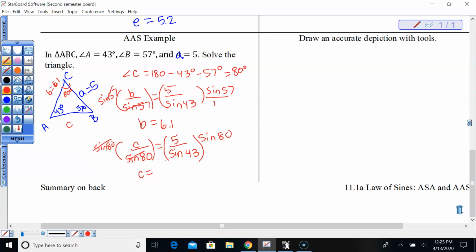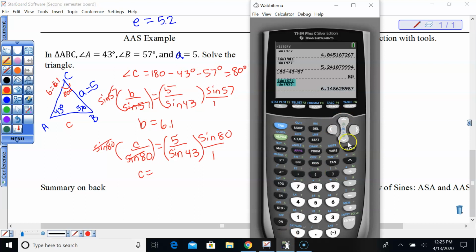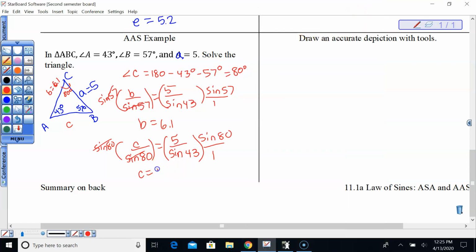and C is equal to, and we'll multiply that together, get my calculator out, go up, copy, paste, because all we have to do is change 57 degrees to 80 degrees. So I'll just retype 80, hit enter, and we get 7.22. So we'll just say about 7.2. And so now we have all the values of that triangle.